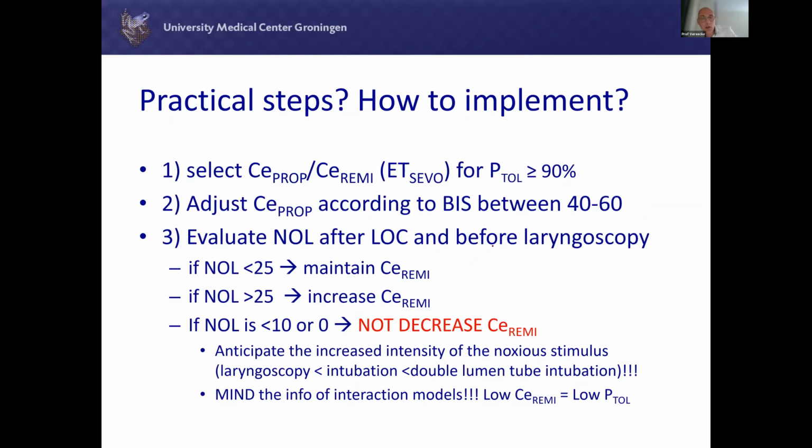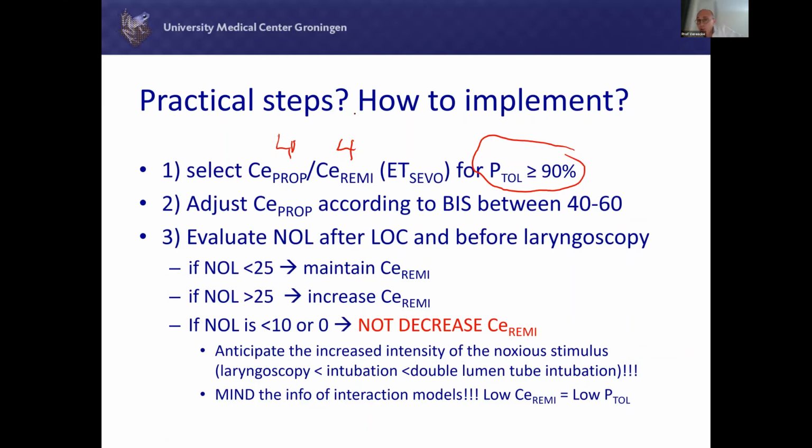So let's go to clinical practice. Like I explained, if I start my anesthesia, almost independent of what surgery I want to start, I try to aim for a probability of tolerating laryngoscopy in 90% of the cases. And so I start with propofol remifentanil 4/4. Or if I use another opioid, I use something that has the same potency.